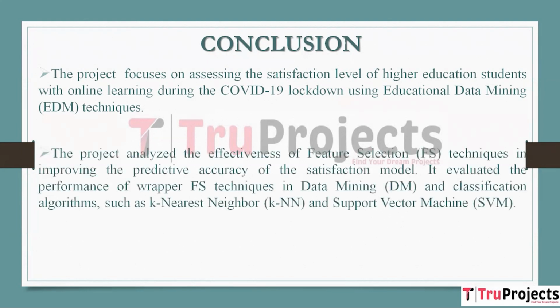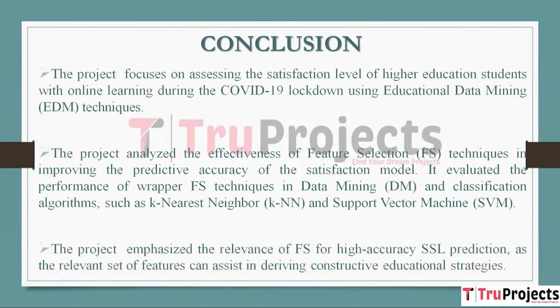The project specifically delves into the effectiveness of feature selection techniques to enhance the predictive accuracy of the satisfaction model. FS involves identifying the most relevant subset of features from the dataset, minimizing the number of features while maximizing the predictive power. The project evaluates various wrapper FS techniques in the context of data mining and classification algorithms like k-nearest neighbor and support vector machine.